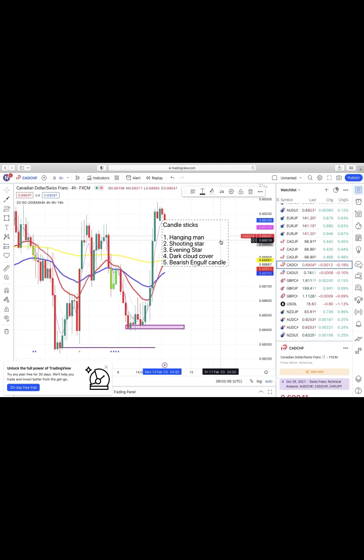There are some candlesticks that confirm that in the next coming time there will be a reversal on the market. There are some confirming a buy, there are some confirming a sell, but these are the ones which confirm a sell in the market. And we will be talking about them in the coming videos.